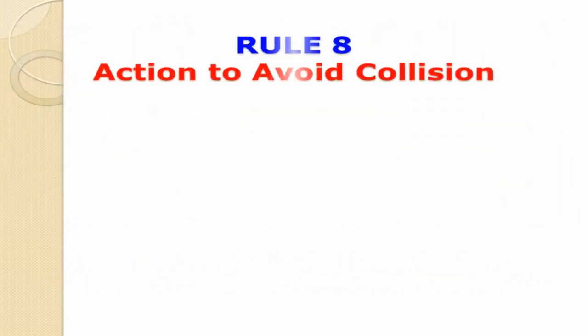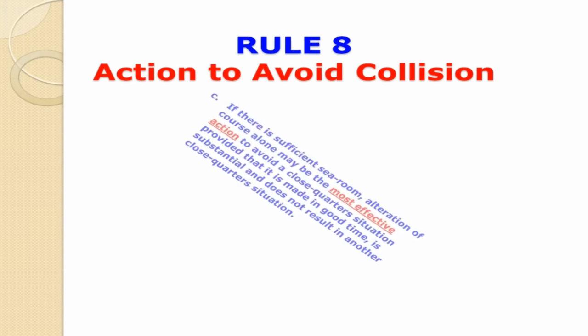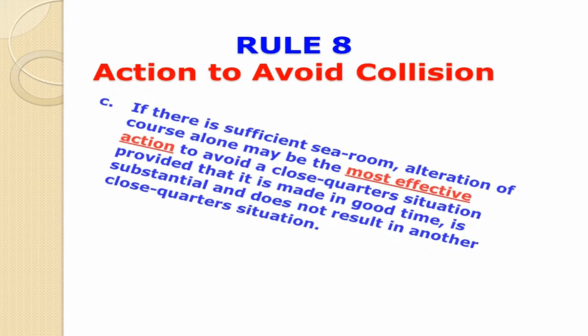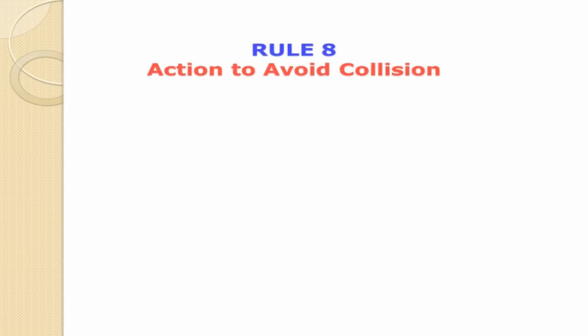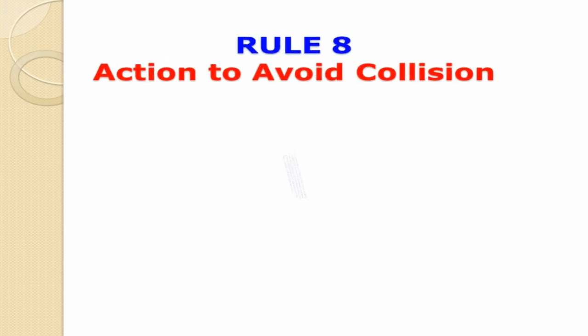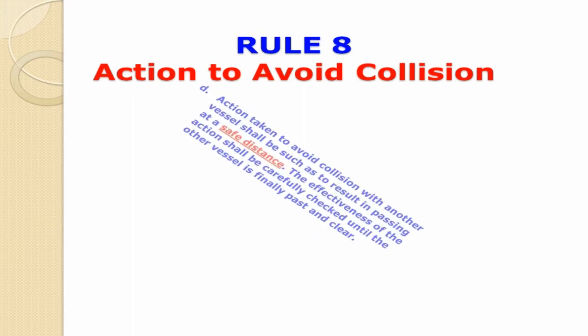C. If there is sufficient sea room, alteration of course alone may be most effective action to avoid a close quarter situation, provided that it is made in good time, is substantial, and does not result in another close quarter situation. 8D. Action taken to avoid a collision with another vessel shall be such as to result in passing at a safe distance.